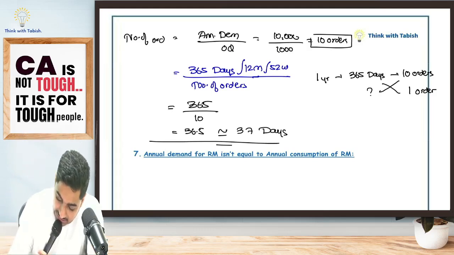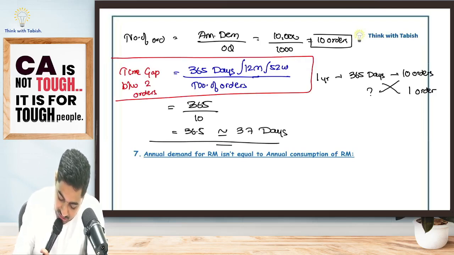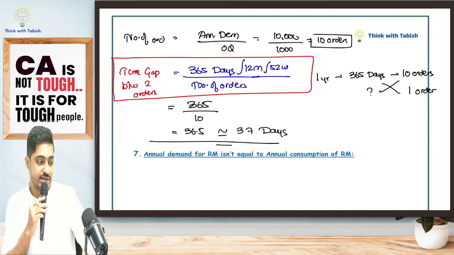So I can write the time gap between two orders. Yes, this is my formula. So quickly write it down. Recorded students, pause and write it.